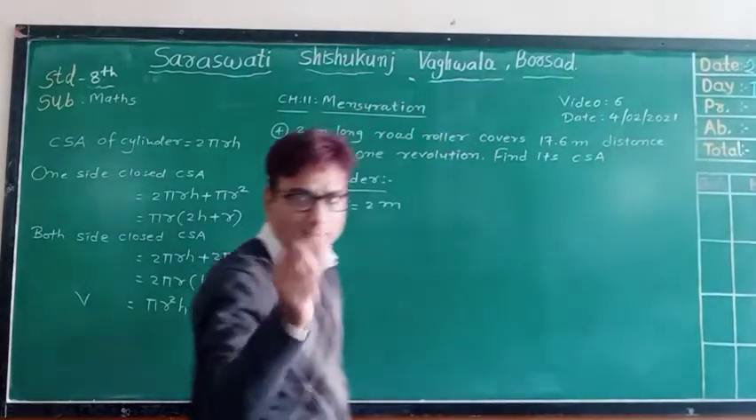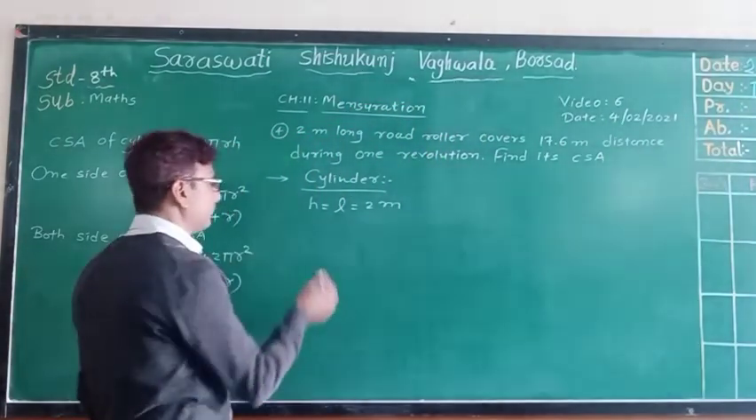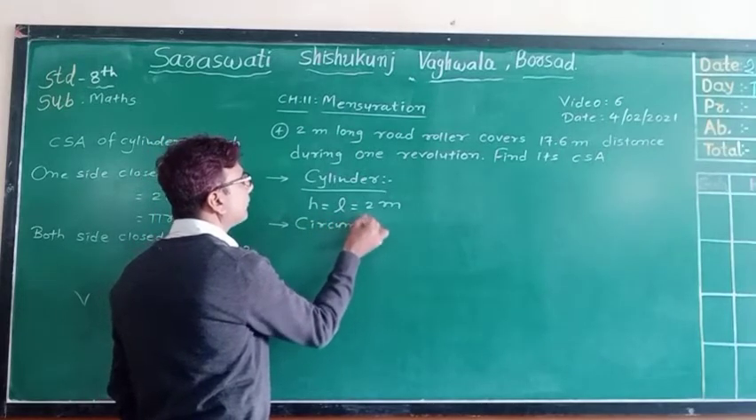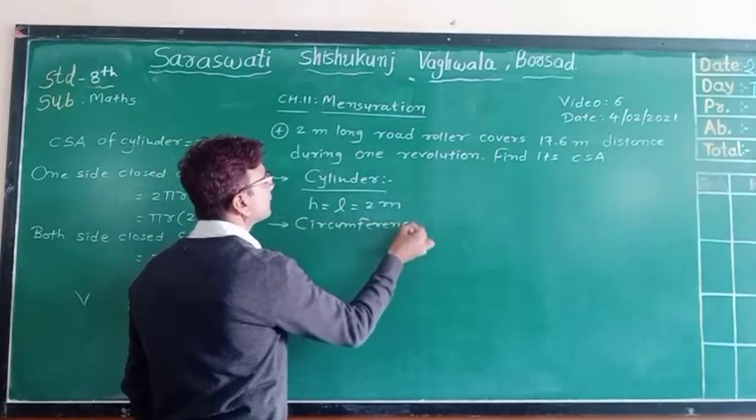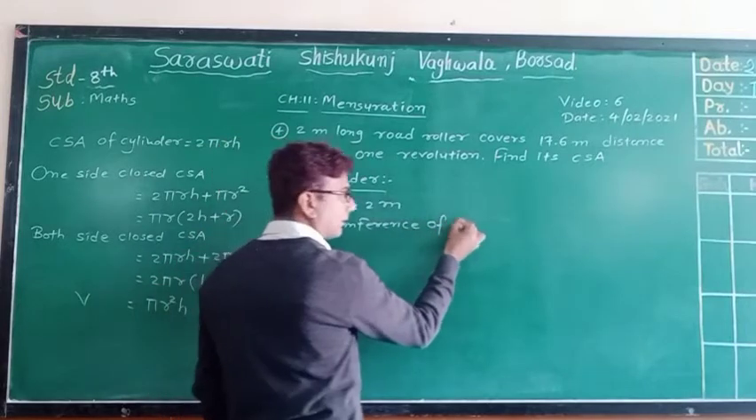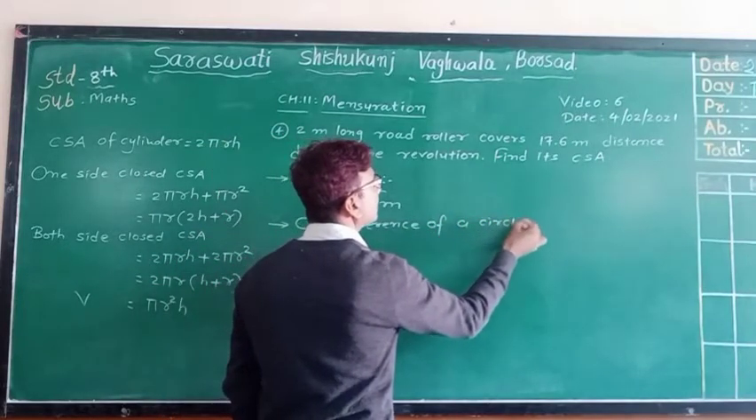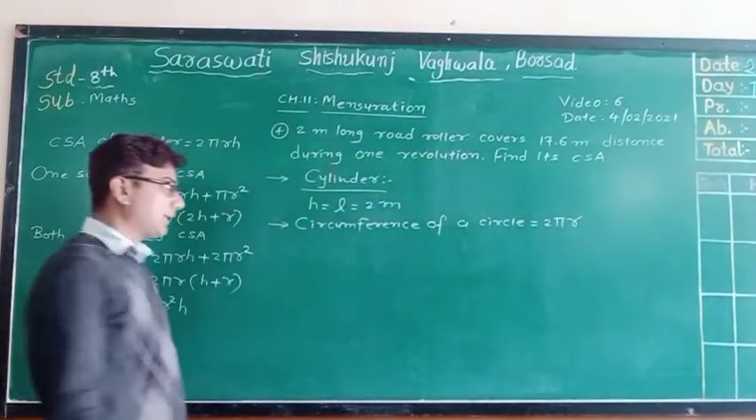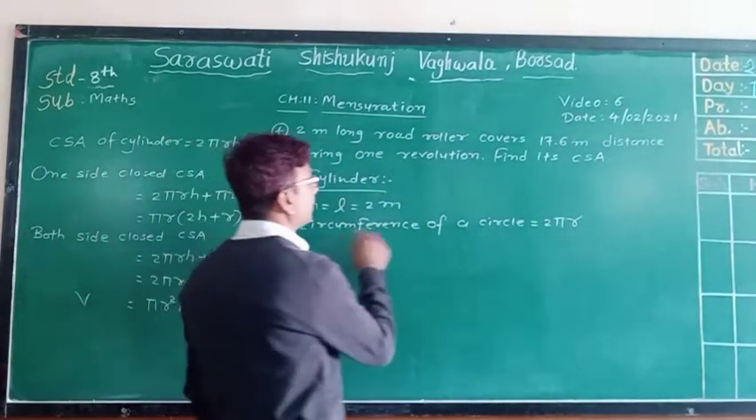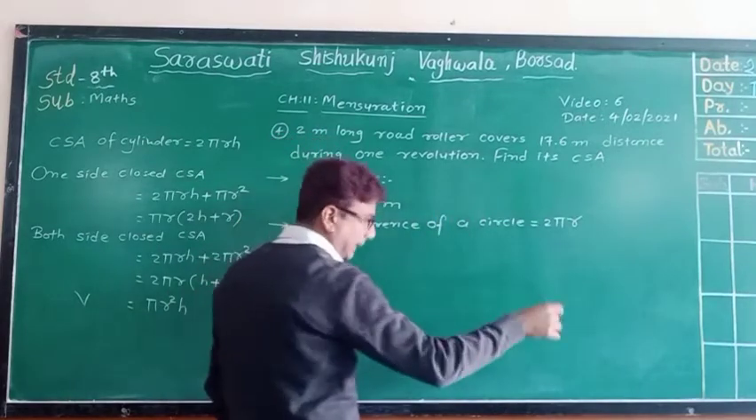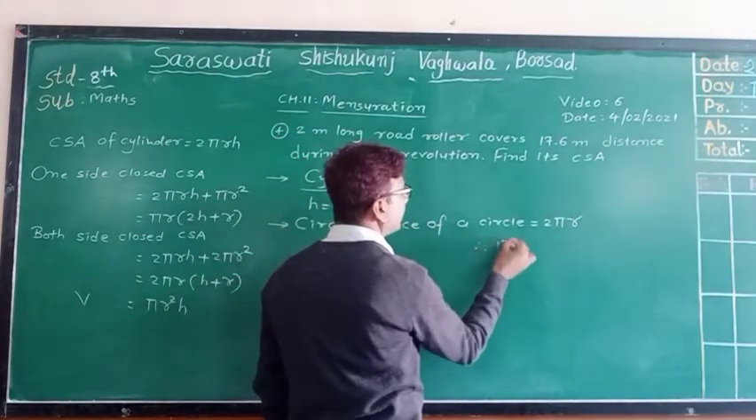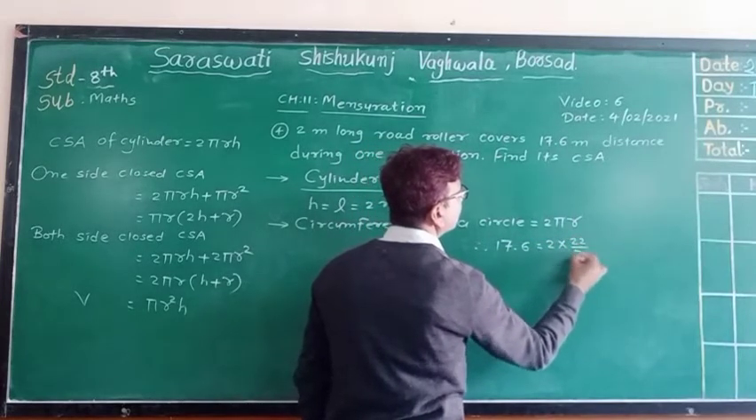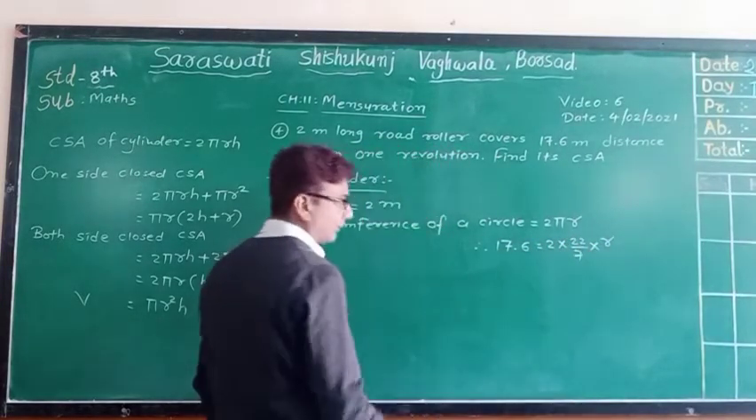So that means the circumference of the circle is given here. Circumference of a circle equal to 2 pi r. You know this formula. The circumference of the circle and the straight line both will be the same, so I can write here 17.6. This 2 pi is 22 by 7. Radius is not given, so radius will be required.